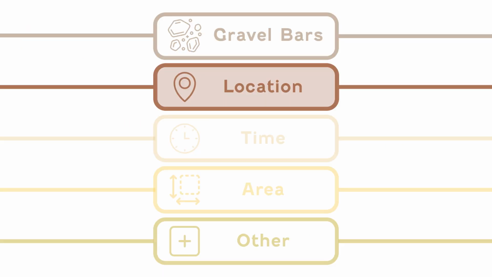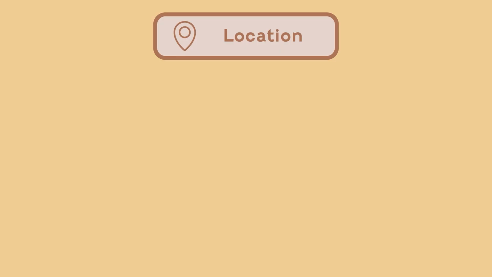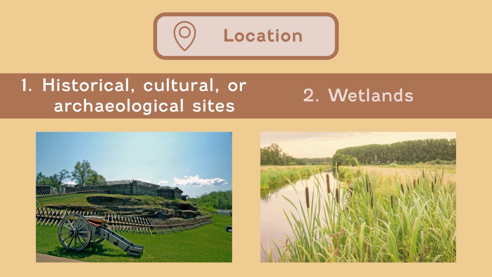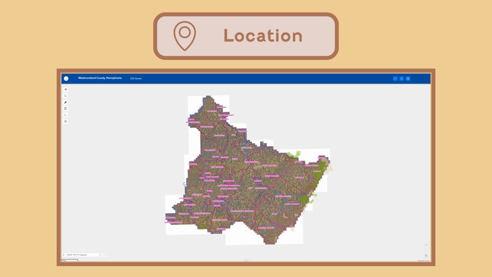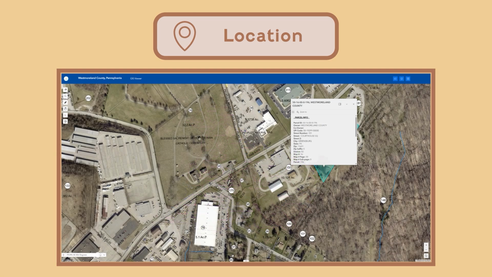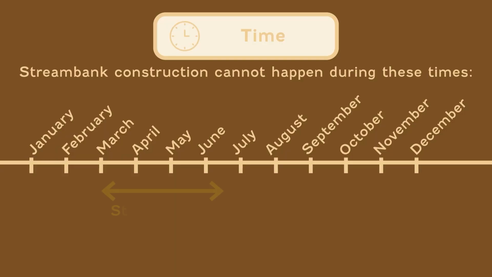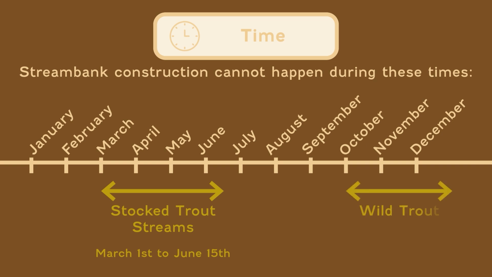The location of your project also matters when determining what you can and cannot do under a GP3. The places you cannot have a project are in a historical, cultural, or archaeological site, or a wetland. If you are concerned that any of these areas are on your property, WCD staff can use mapping tools and help you learn more. There are also certain times of the year that projects shouldn't be done. Construction activities in stocked trout streams from March 1st through June 15th, and in wild trout streams from October 1st through December 31st are not allowed.